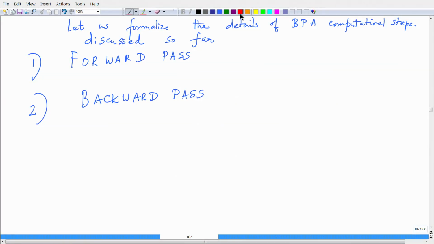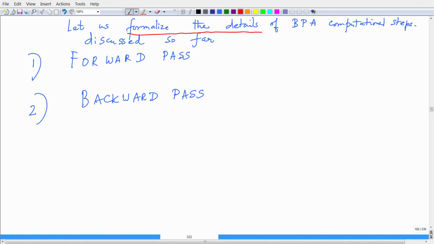So, having derived the backpropagation algorithm from first principles for a single layer of hidden neurons, let us summarize the computational steps and then provide an outline of the algorithm. Okay. So, if we were to formalize the details of the backpropagation algorithm computational steps that we discussed thus far, we have two passes.